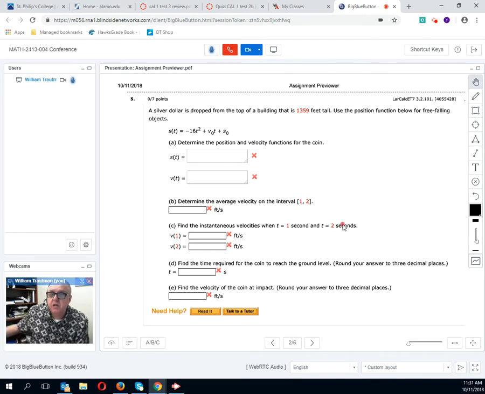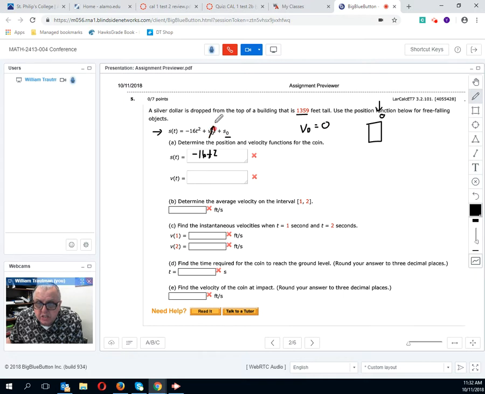Okay, a silver dollar is dropped from the top of a building. Use the position function below for a free falling object. So here is the position function, the distance at any place. It says determine the position function. Well, initially you're on top of a building and you have a silver dollar and you're going to drop it. Initially, the silver dollar has a velocity of 0 because you haven't dropped it yet. Its height is 1359. That goes here. So my actual position function is negative 16t squared. Since initial velocity is 0, that all changes to 0. And your height is plus 1359. That's how tall the building is.